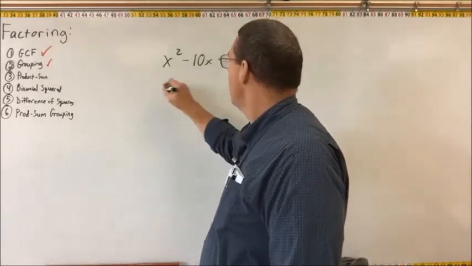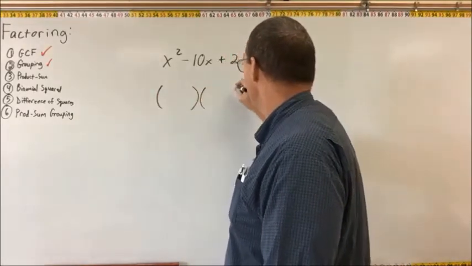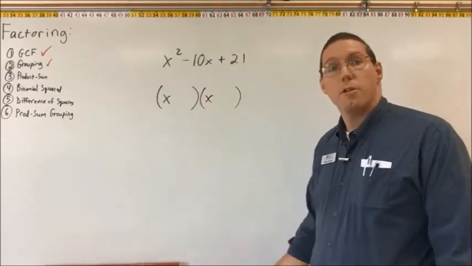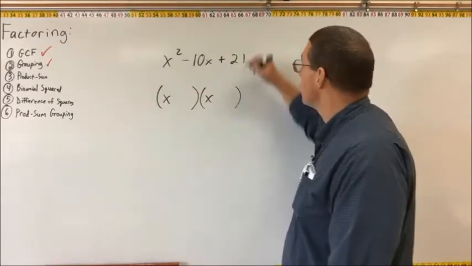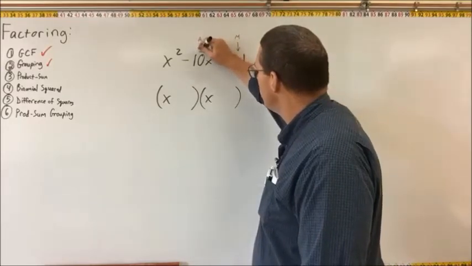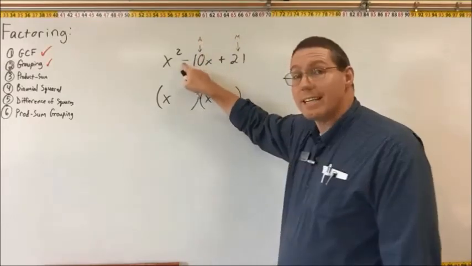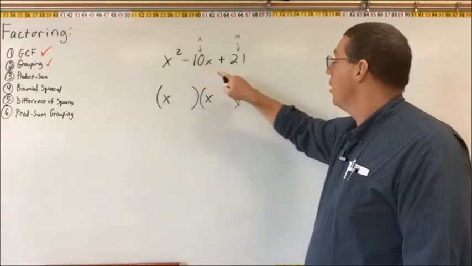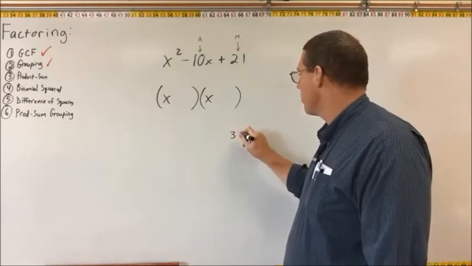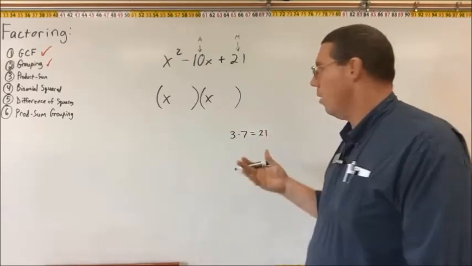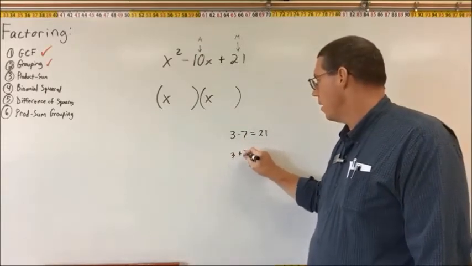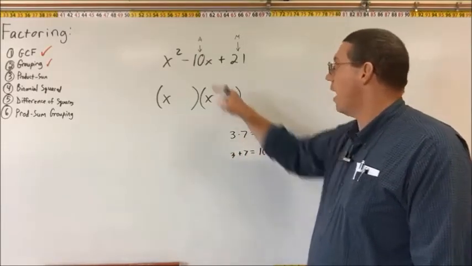Well, we know that our answer is going to look like this. It's going to be two sets of parentheses, and each one is going to start with an x. So now we just need to know what two numbers multiply to 21 but add up to, now bear in mind here, this is negative 10, okay? So two numbers that multiply to 21 are 7 and 3, right? Because 3 times 7 is 21, right? Except that 3 plus 7 is equal to positive 10, not negative 10.